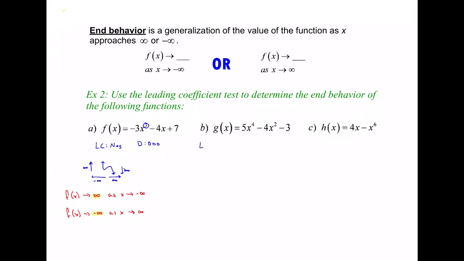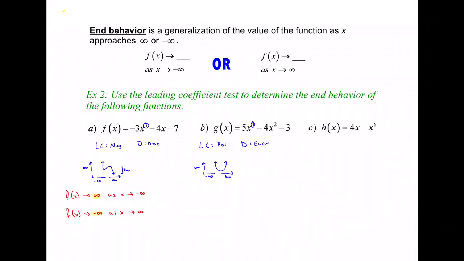On B, the leading coefficient is positive, and the degree is even. So with a positive leading coefficient and an even degree, even though it's to the fourth, the general shape is it's going to be opening up. So as x goes to negative infinity, f of x, or g of x in this case, goes to infinity.